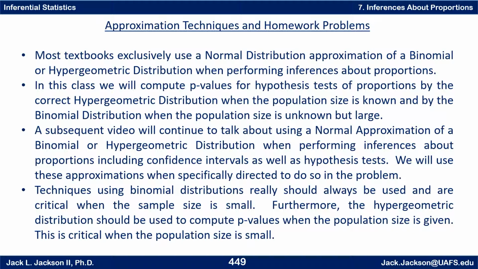In a subsequent video, we will continue to talk about using a normal approximation of a binomial or hypergeometric distribution when performing inferences about proportions, including confidence intervals as well as hypothesis tests. We will use these approximations when specifically directed to do so in the problem. Techniques using binomial distributions really should always be used and are critical when the sample size is small. Furthermore, the hypergeometric distribution should be used to compute values when the population size is given. This is critical when the population size is small.